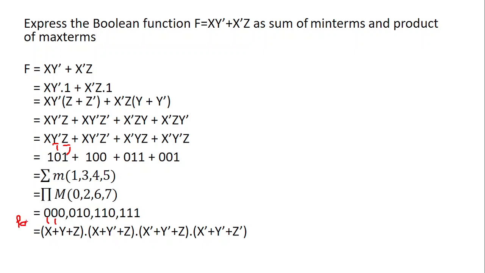Remember, max term is opposite of a min term. So wherever 0 is there, you represent it as 1. Wherever 0 is there, you represent it as same. What about the next term? Next term, whenever 0 is there, you write as it is. Whenever y is 1, you represent it as y bar. Z you represent as it is.